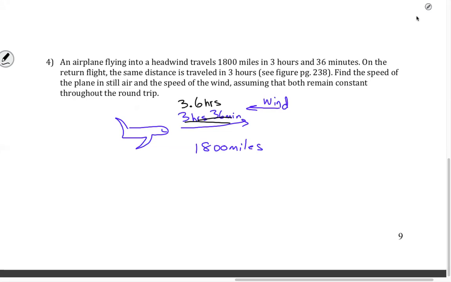Now, we know this equation. D equals RT, right? Where distance equals rate times time. Agreed? So the plane is traveling this way at some rate. The wind is traveling this way at some rate. The distance we know is 1,800. The rates, well, the plane is flying into the wind. So since it's flying into the wind, it's going to slow it down. So I have to do P minus W, now times T, which is, thanks to Hansi, 3.6.